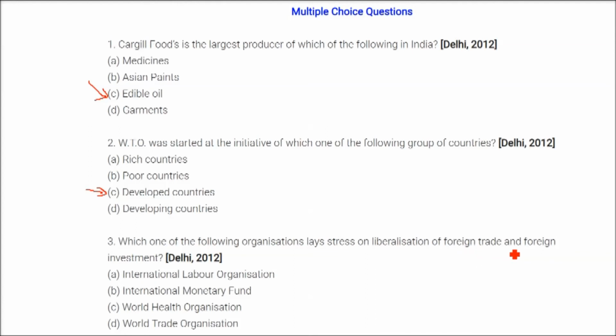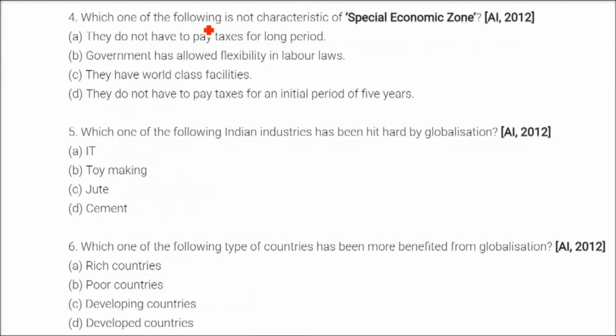Which one of the following organizations lays stress on liberalization of foreign trade and foreign investment? This is WTO, World Trade Organization. Which one of the following is not a characteristic of SEZ, Special Economic Zone? The answer is they do not have to pay taxes for a long period. They do not pay tax for 5 years, but after that they have to pay tax. All are true.